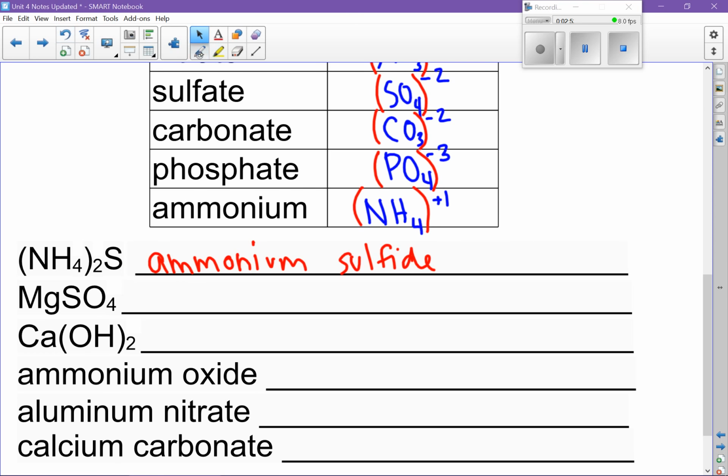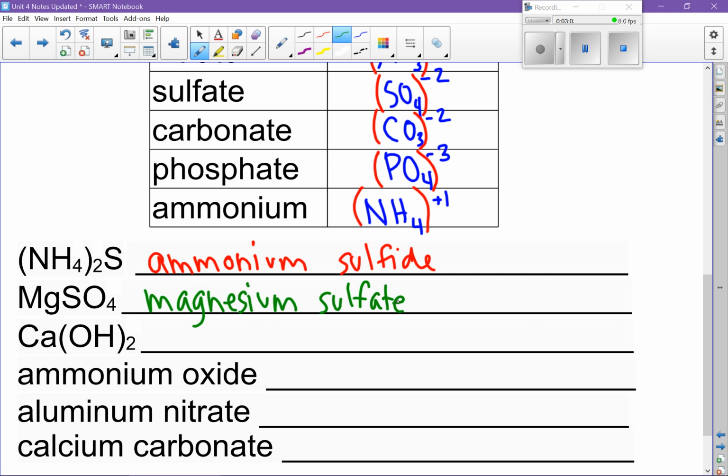Okay? So next one, Mg is magnesium. And so here's the SO4, which is called sulfate. Do not change that ending. So notice if it's just one of the elements from the periodic table, your ending will be "ide." If it's one of the polyatomic ions, you name it however it is and don't change that ending. Okay? Next one I see is calcium. And OH twice is called hydroxide.